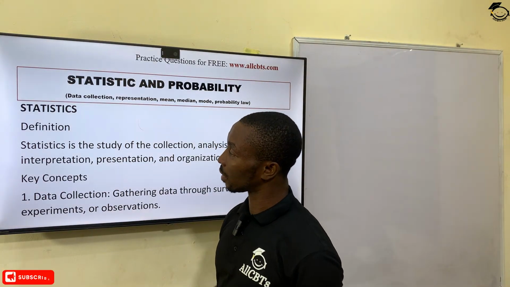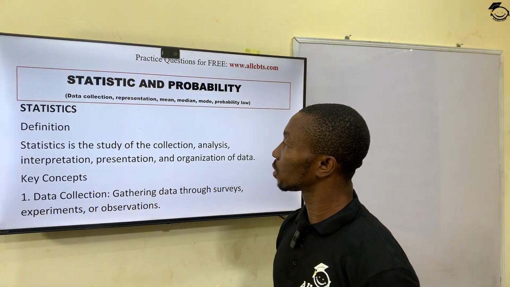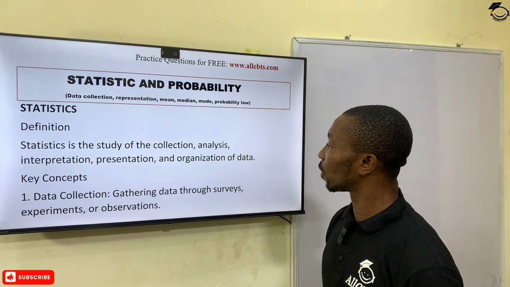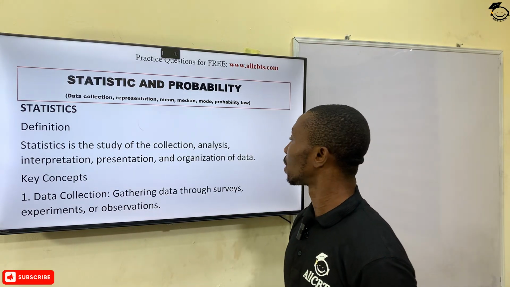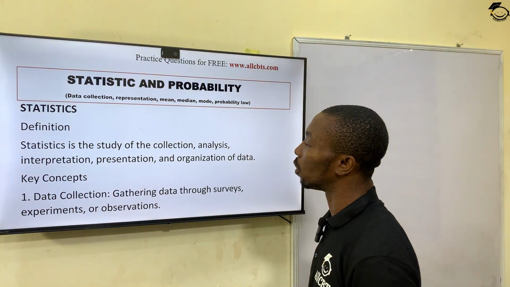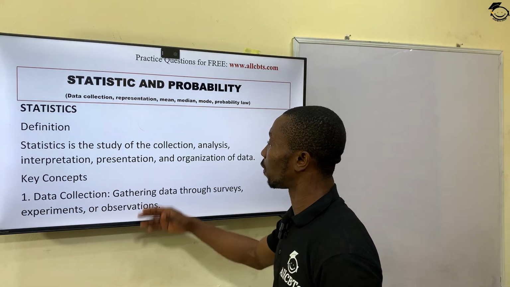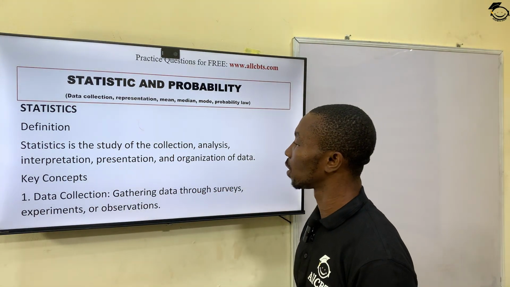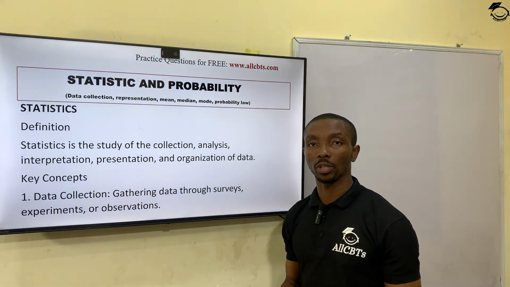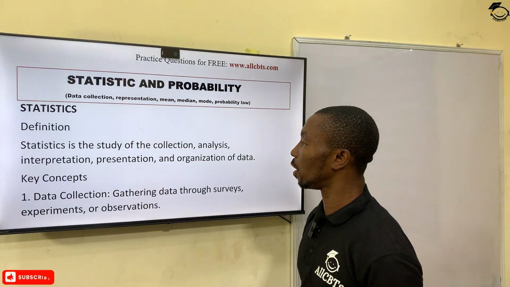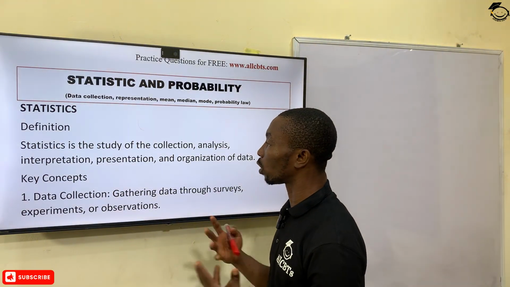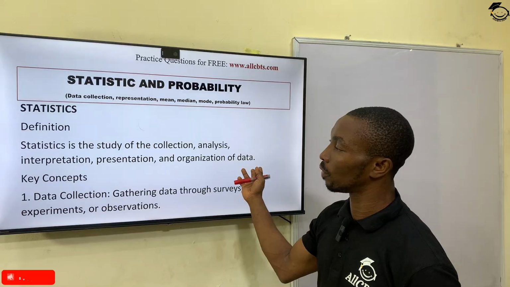Now, our definition of statistics: what is statistics? Statistics is the study of the collection, analysis, interpretation, presentation, and organization of data. We first gather or collect data, then we analyze. From our analysis, we interpret. Then from our interpretation, we present it in a more understandable way for the audience to understand what we are doing, and the organization of our data.